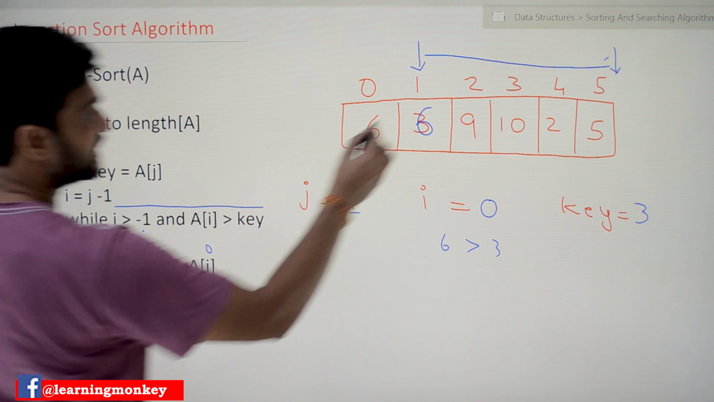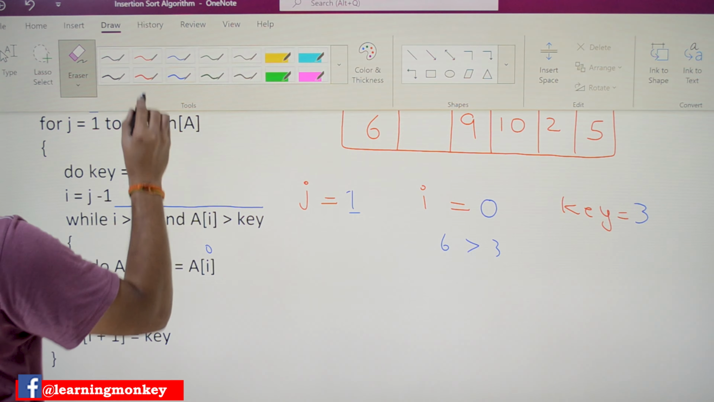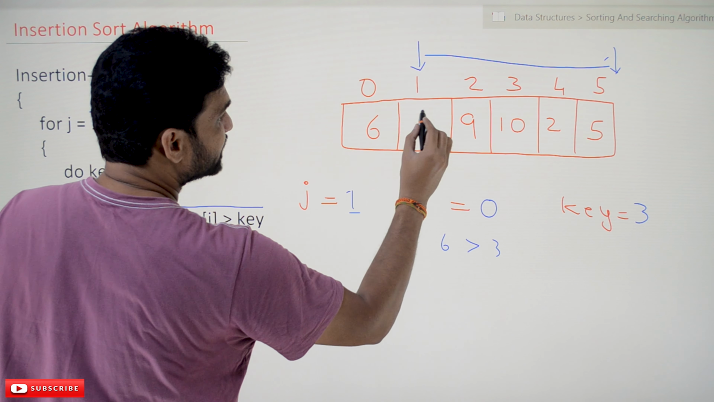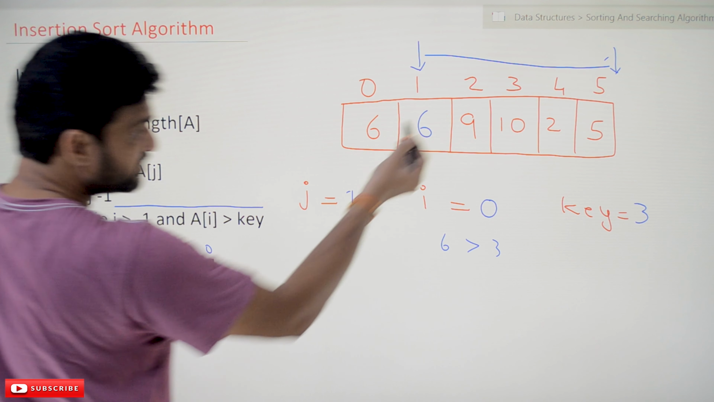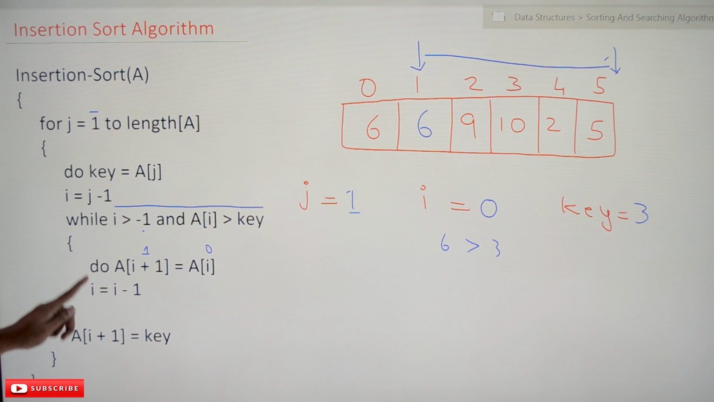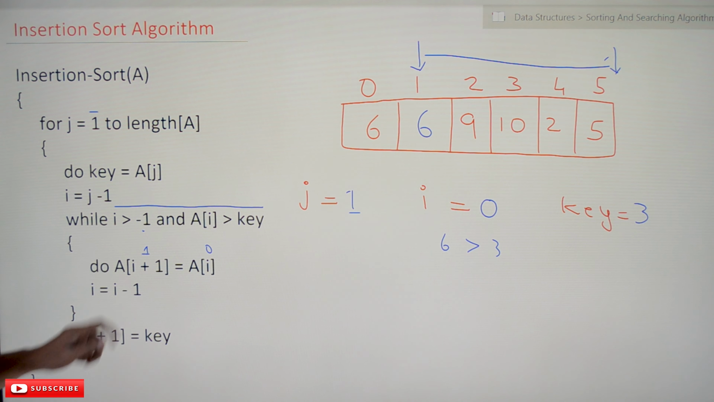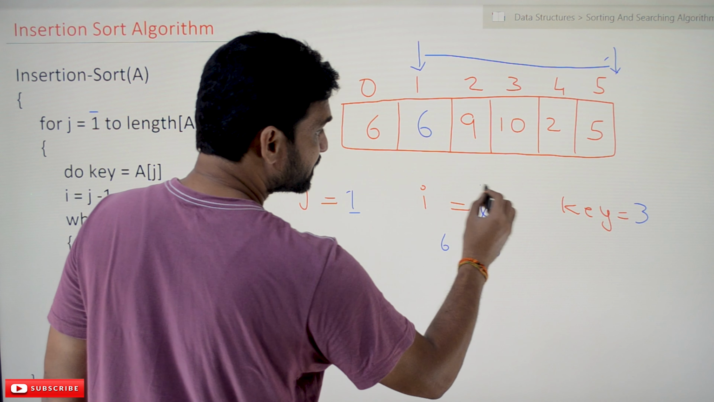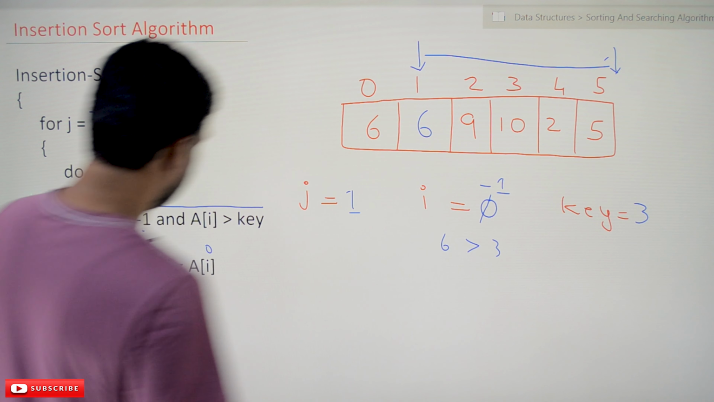So what is the element? Let me clarify this. Here it has to be 6. Now 3 has been overwritten with 6. This will be there itself. Now what is the next step? I is equal to I minus 1. Now the value of I is minus 1, since 0 minus 1 is minus 1.